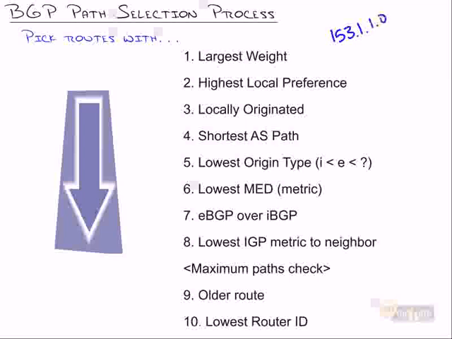153.1.1.0. That was one of the ones that I'm looking at on the right there. So I've got this route. First thing it's going to do is, I received it from multiple sources. Let me see. Which one has the largest weight? Does one have a weight higher than another? Matter of fact, let me just bring this back over here.